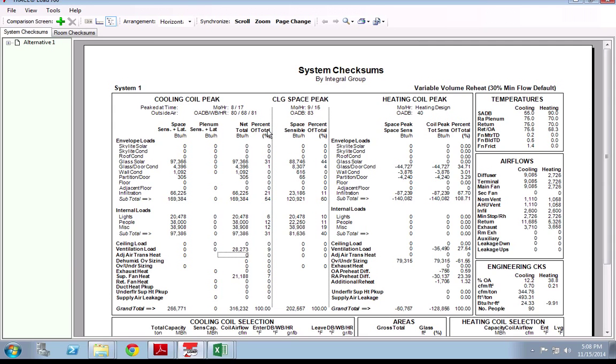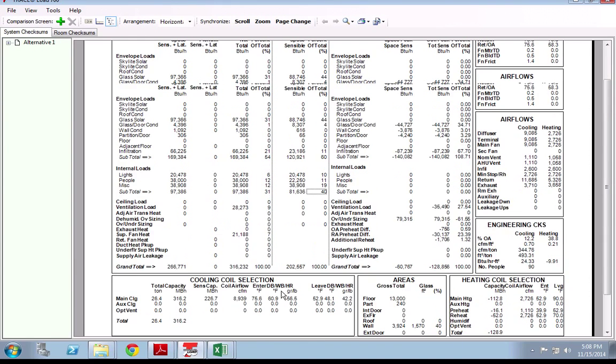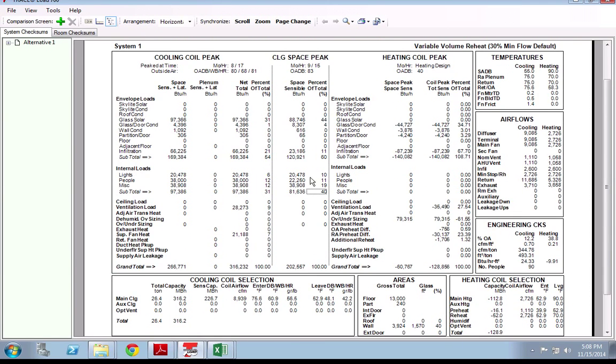Reading these reports too, you can start to see percent of total. So here we can see the direct sun, 31% of this building. Infiltration, 21%, quite high. Our internal loads total 31% of the coil peak and 40% of the internal loads. That's pretty high.